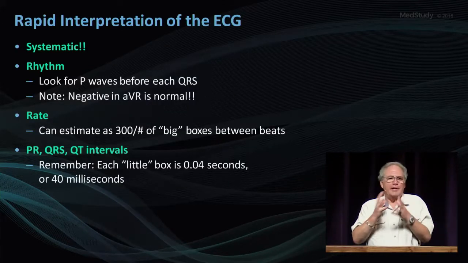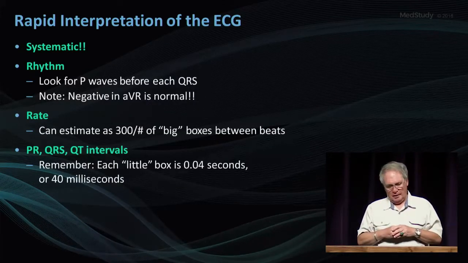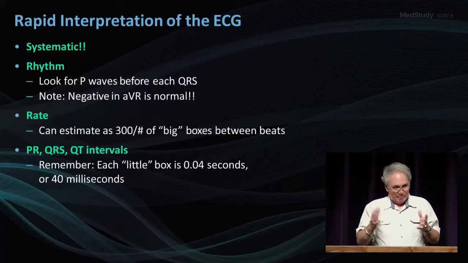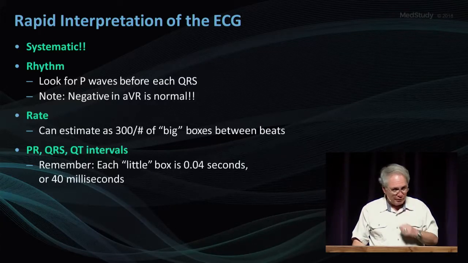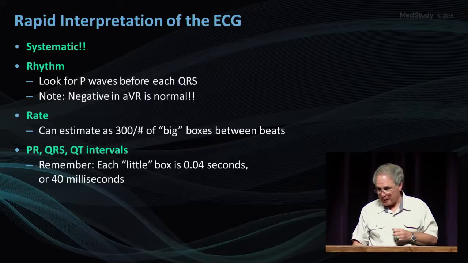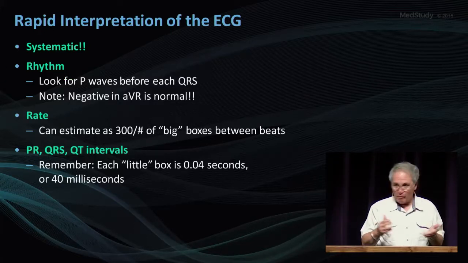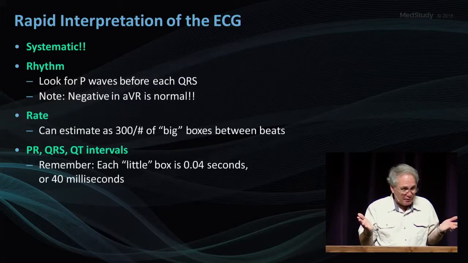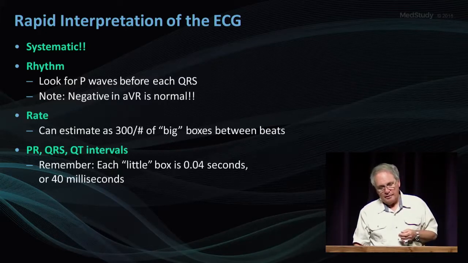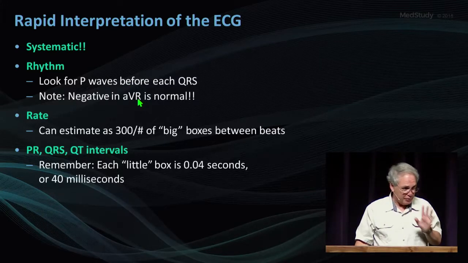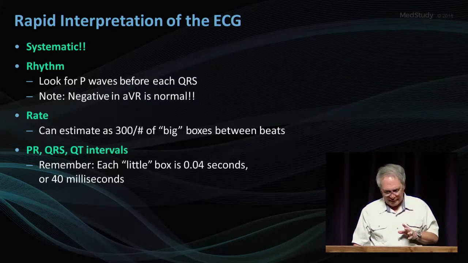Okay, so how do you read an electrocardiogram? What do you do? Just be systematic about it. Be organized when you look at an electrocardiogram, and we're going to look at some together. So start with the rhythm. Look for P waves. Are there P waves before each QRS? Is it sinus rhythm or not? And just keep in mind that a P wave can be negative in AVR. That's normal. Don't get concerned about that.